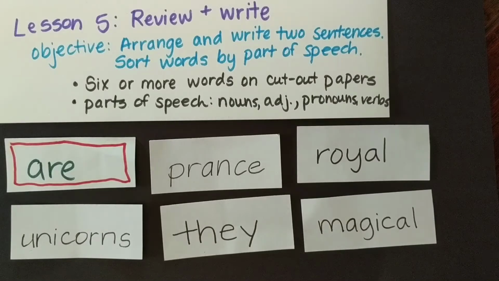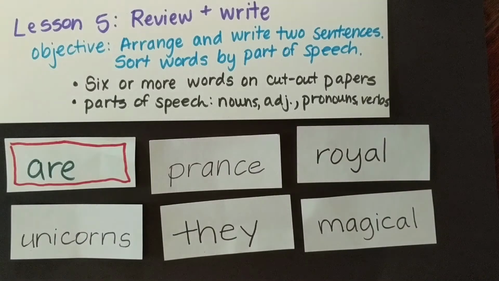In this lesson, we're going to do things just a little bit differently. We're going to review what we've learned in lessons 1 through 4. So if you remember, we learned in lesson 1, subject and verb. Lesson 2, adding an adjective to the noun. Lesson 3, changing nouns to pronouns. And lesson 4, using those always verbs, am, is, and are.